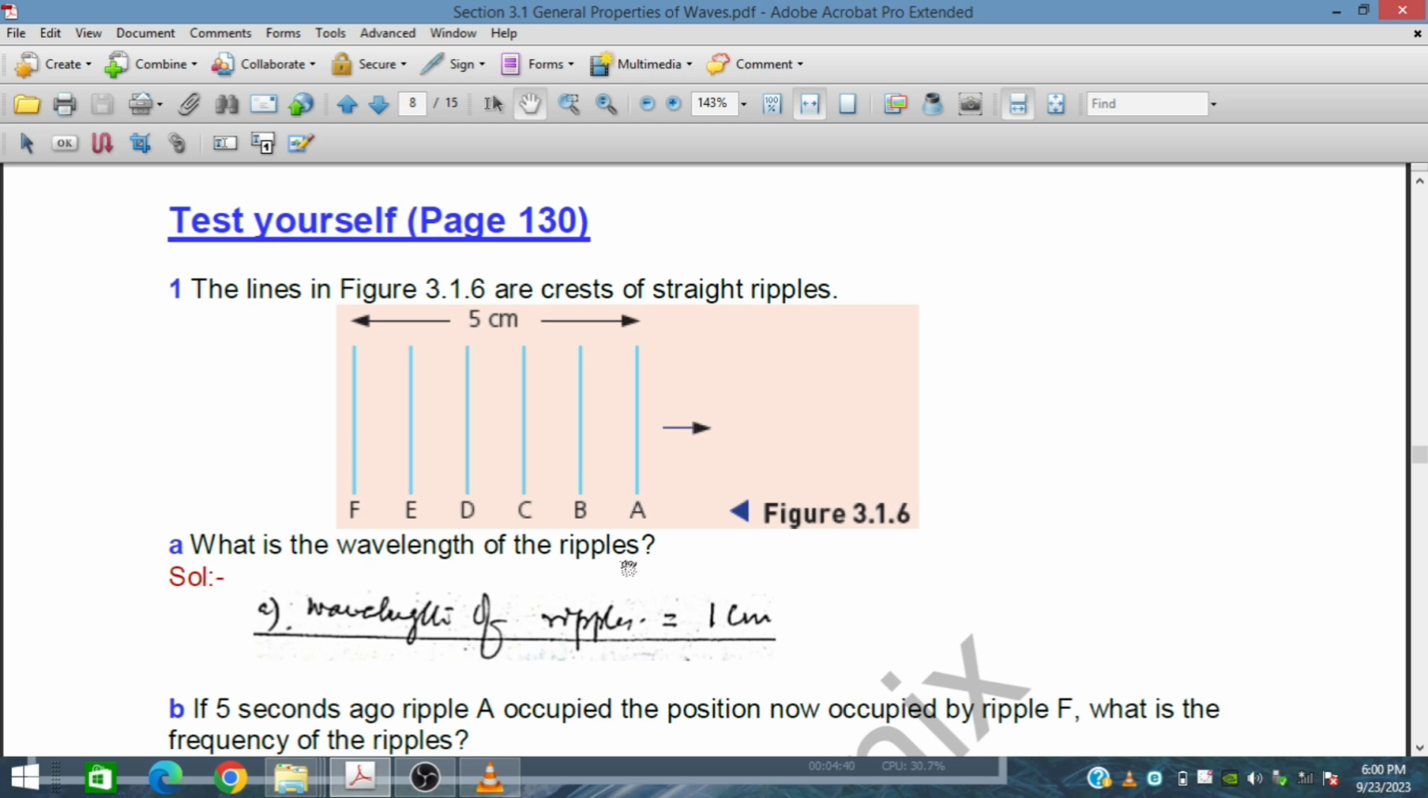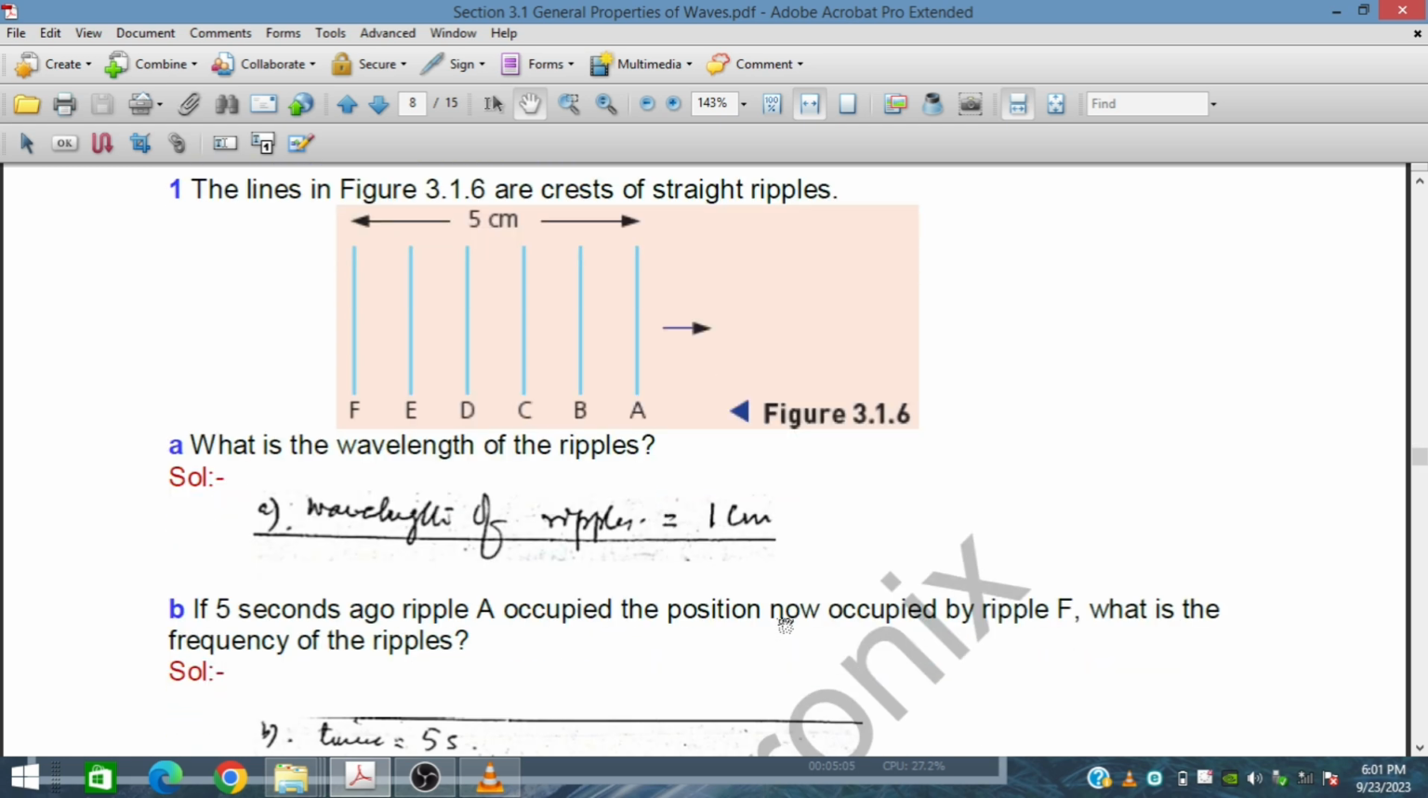So what is the wavelength of this ripple? From one crest to the next crest is one wavelength, then 2 wavelengths, 3 wavelengths, 4 wavelengths, and 5 wavelengths. Total wavelengths are 5. So 5 centimeters is 5 wavelengths, so one wavelength is 1 centimeter, which is very easy.